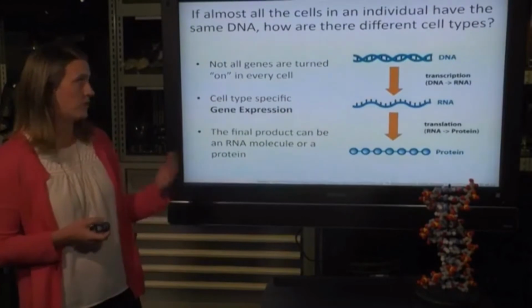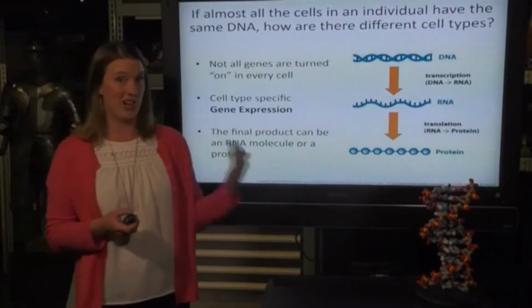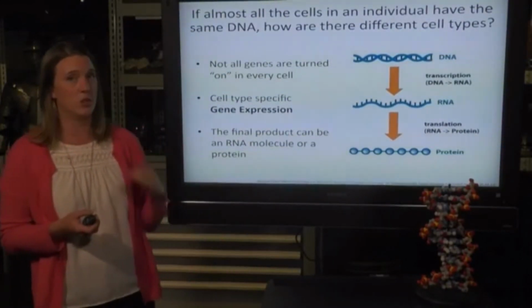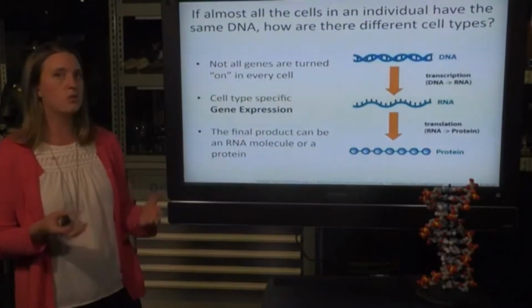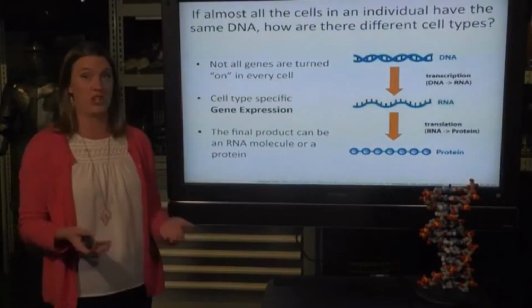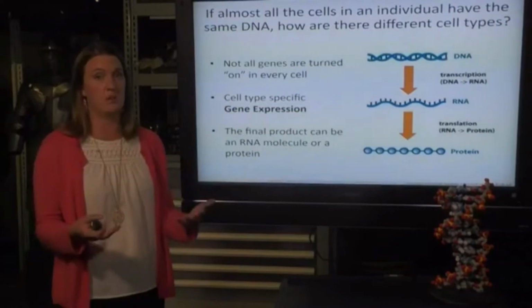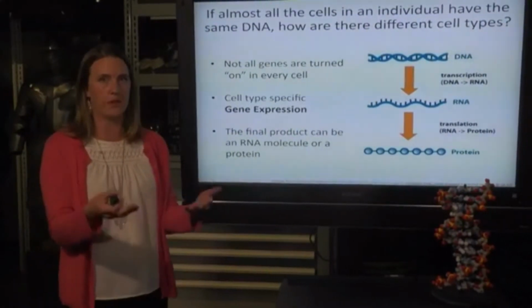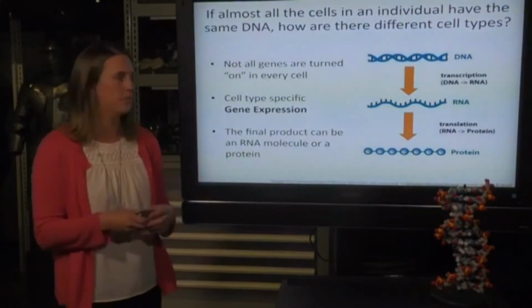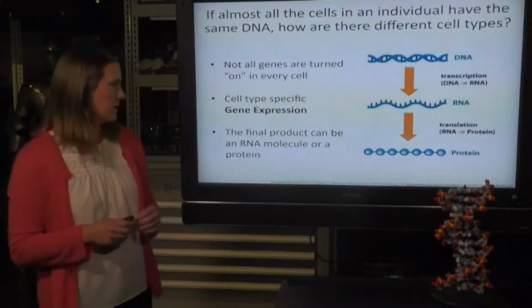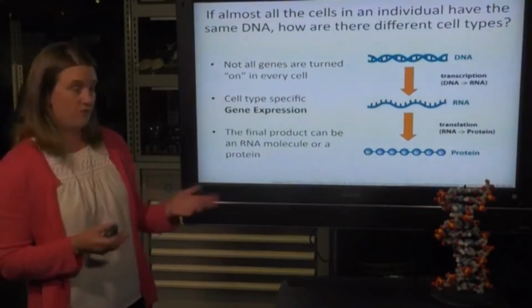How I like to refer to that is some genes are turned on in a cell type and some genes are turned off. Collectively, we call that process gene expression. Expressing the gene means to make the RNA product and then make the protein. So how that happens is through gene expression.